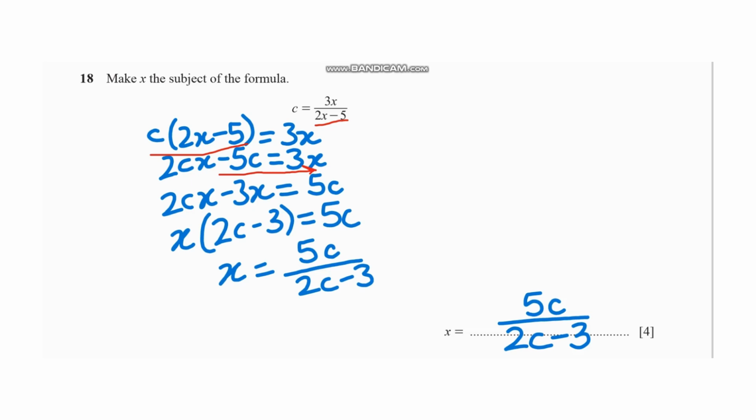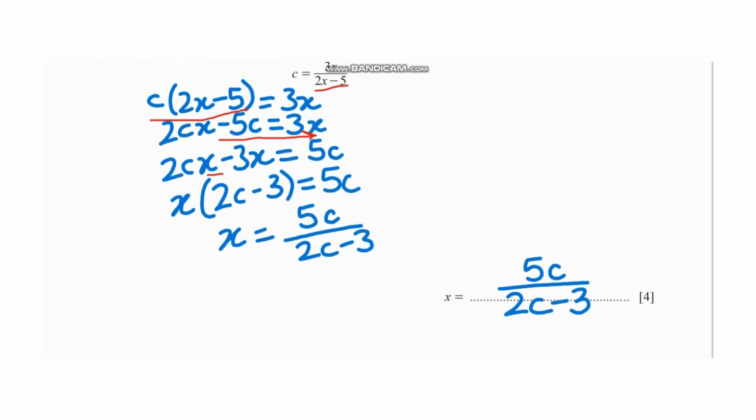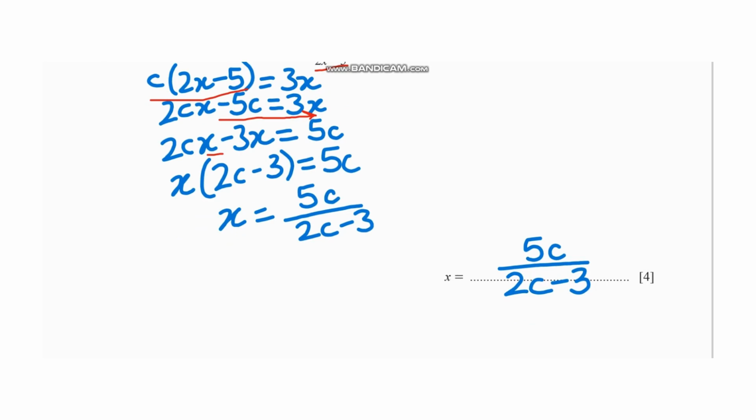So the equation will be 2cx minus 3x is equal to 5c. Then we have taken x outside the brackets, x multiplied by (2c minus 3) is equal to 5c. Then we will move 2c minus 3 to the right side below 5c, and the equation is x is equal to 5c divided by 2c minus 3. So the final equation is x is equal to 5c divided by 2c minus 3.